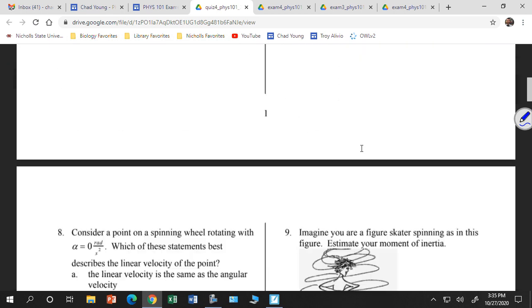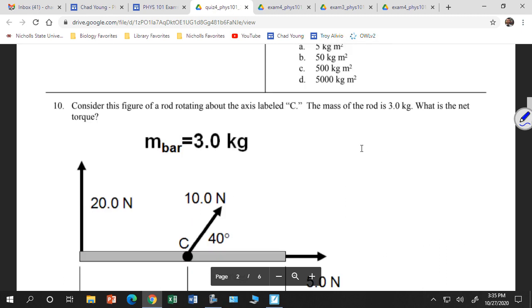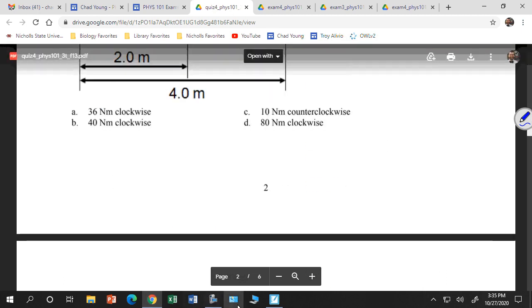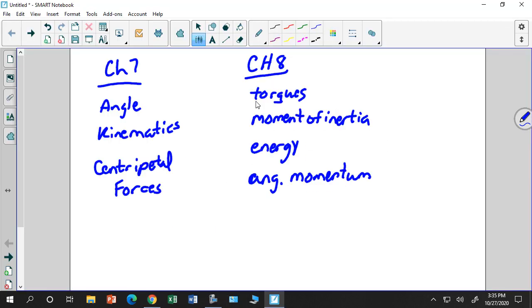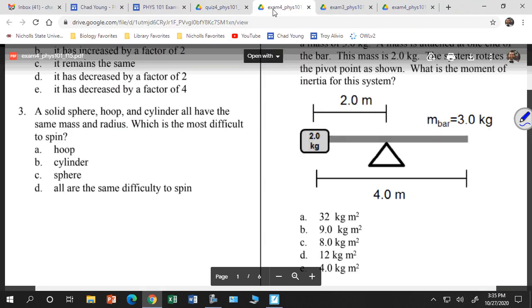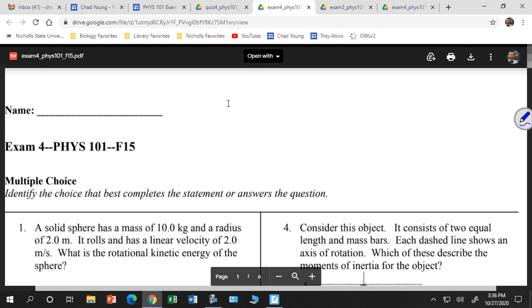All right. What else do you want me to work on? I think we hit all the major topics. If I'm not mistaken, let me take a look. Moment of inertia, torques, energy, angular momentum. Yeah, we've hit on all the major topics. So yeah, Krista, can we go back to exam 4 and follow the 15? Of course. Is that this one? Yeah. Questions.